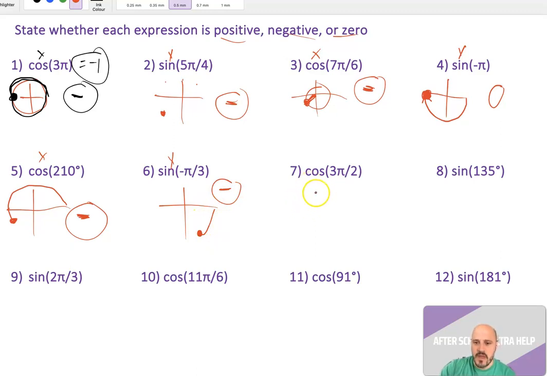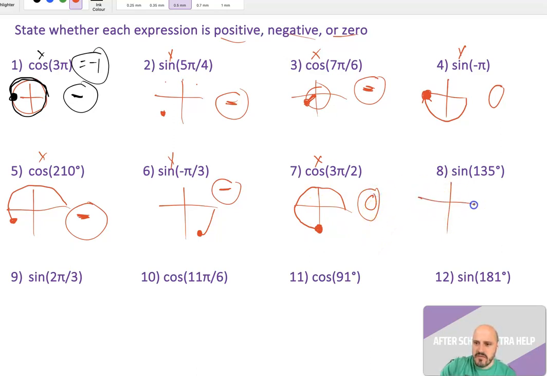Let's continue. Cosine of 3 pi over 2. All right, 3 pi over 2. I go 1 pi over 2, 2 pi's over 2, right? That's pi. 3 pi over 2. All right, what is my x value at 3 pi over 2? Well, left is negative, right is positive. I'm right on 0. 0.